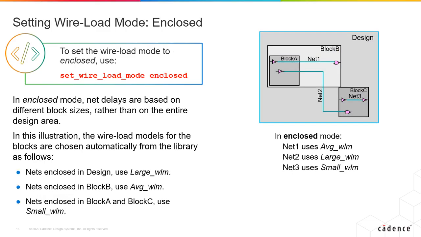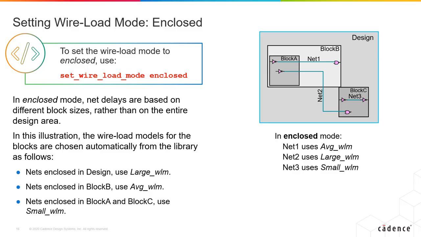Let's say your entire design is 8,000 units, and the average block is 4,000 units. Block B would be encompassed under 4,000 units, whereas the entire design would take 8,000 units. Then for the enclosed mode, Block B would choose the 4,000 units because it can be enclosed in the 4,000 unit model. But for the rest of the design nets, the tool will use the larger one, which is the 8,000 unit wire load model.